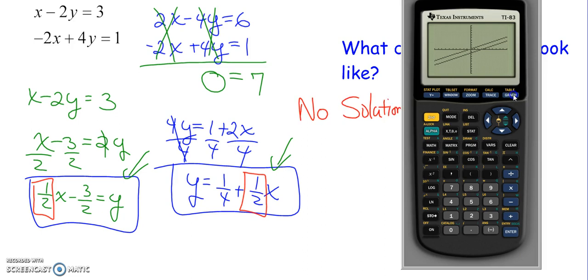So why did this graph come out to be no solution? Or how could we have said that from this? Well, this statement doesn't make sense. 0 is not ever going to be equal to 7. So when you get a statement like that where all of your variables canceled out, and you're left with a statement that makes no sense, you say no solution.